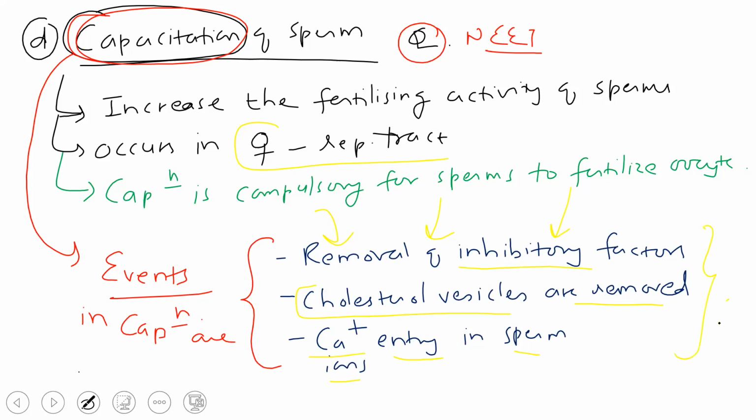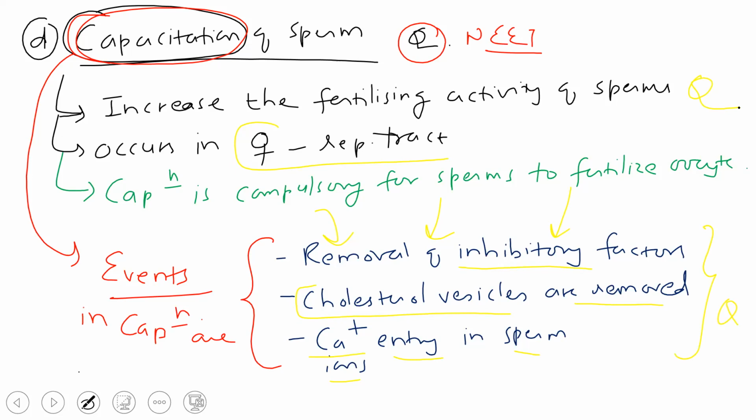So all these questions can be asked about the definition of capacitation and what happens in capacitation. It is the process to increase the fertilizing capacity of sperms, so that sperms can fertilize the oocyte. The location is the female reproductive tract, and the events are removal of inhibitory factors of sperms, cholesterol vesicles, and calcium ion entry.